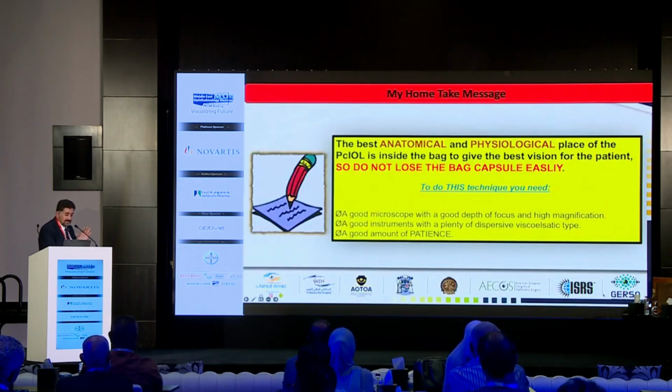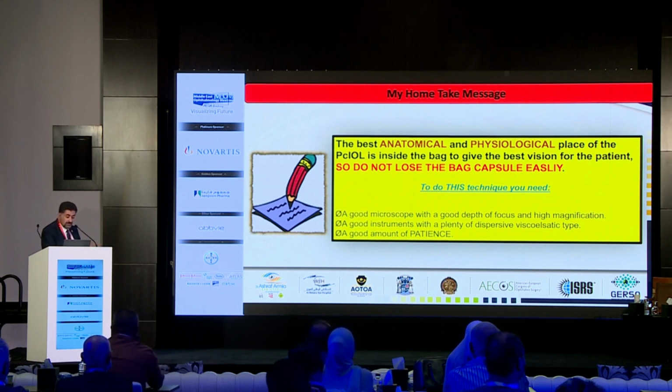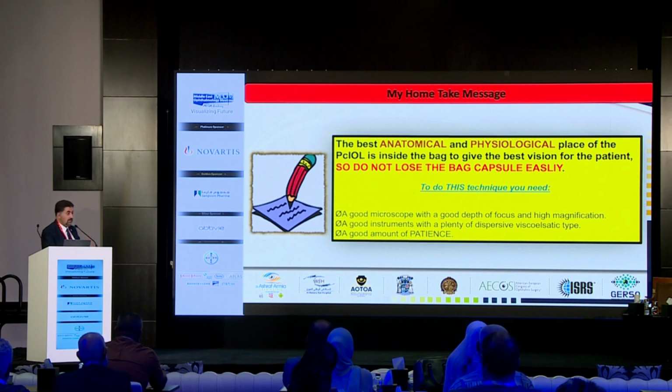So my take-home message: I always preserve the bag. The best anatomical and physiological place of the posterior chamber IOL is inside the bag to give the best vision for the patient, so don't lose your capsular bag easily. To do this, you need a good microscope, good depth of focus, high magnification, good instruments with plenty of dispersive viscoelastic, and a good amount of patience.